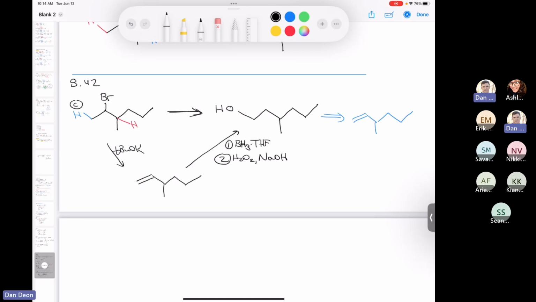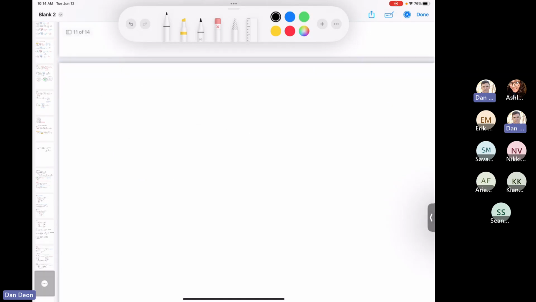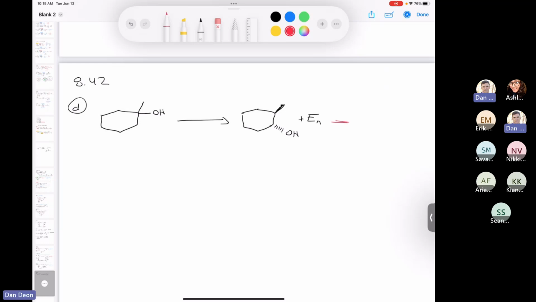And then we could do one more. We'll do 8.42D. This is question D, where you're taking this tertiary alcohol, and you want to make this compound. Plus its enantiomer, but in terms of retrosynthesis, you'd want to make it from this compound. You'd want to make it from 1-methylcyclohexene and just do an anti-Markovnikov addition of water.